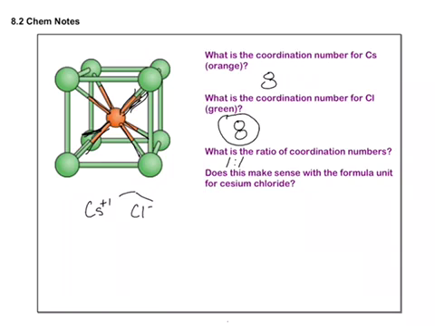Both of those numbers just come off the periodic table. So your formula unit is CsCl. So you know you have a 1-to-1 ratio, and so your coordination ratio also has to be 1-to-1.